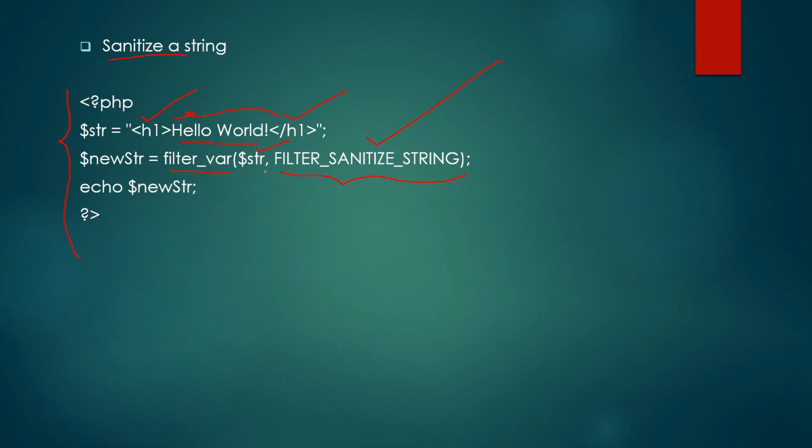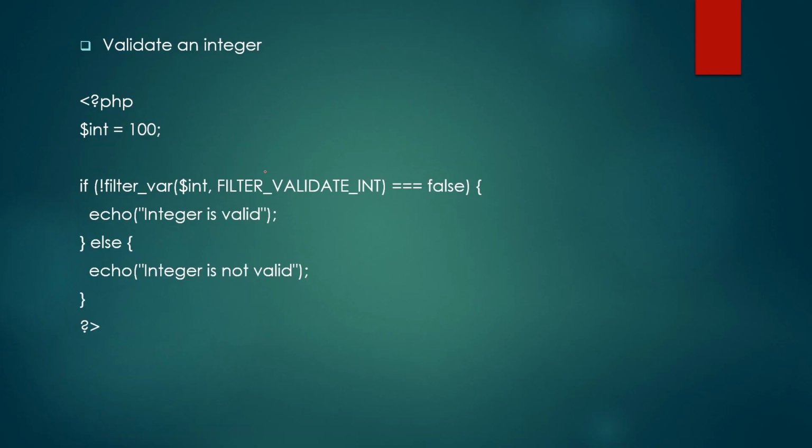Now let's see an example to validate something. Validate an integer. Validate means we are checking whether our data is in the proper form or not. We have PHP, and inside this I have a variable which has a value 100. So it is an integer variable.